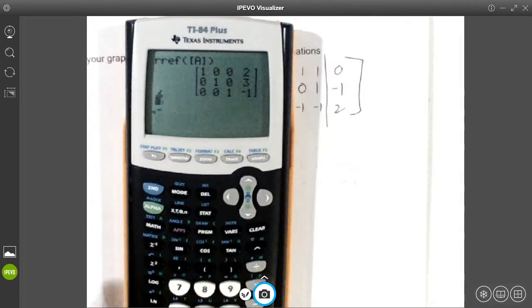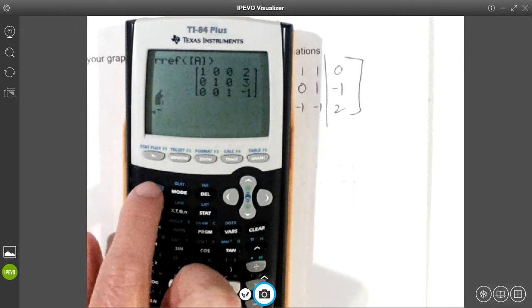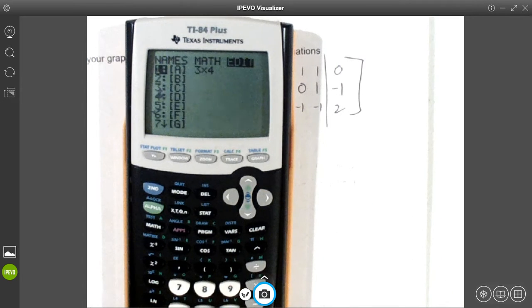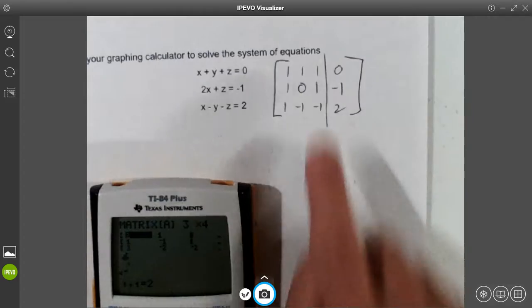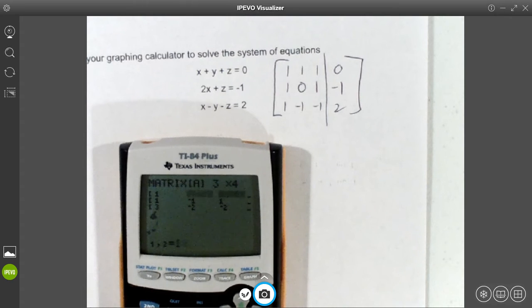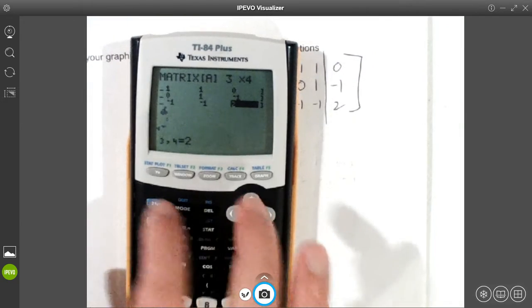So now I'm ready to go back and enter my new matrix. Second matrix, and again I go over to edit because I want to enter a new matrix. I'm just going to put this back at A, so it's still a 3 by 4. I can just hit enter, and it'll move me right to my matrix. Now again, I'm going to enter it by row. So 1, 1, 1, 0, 1, 0, 1, negative 1, and 1, negative 1, negative 1, and 2. Okay, now I've got that matrix entered. Let me go back to my home screen.